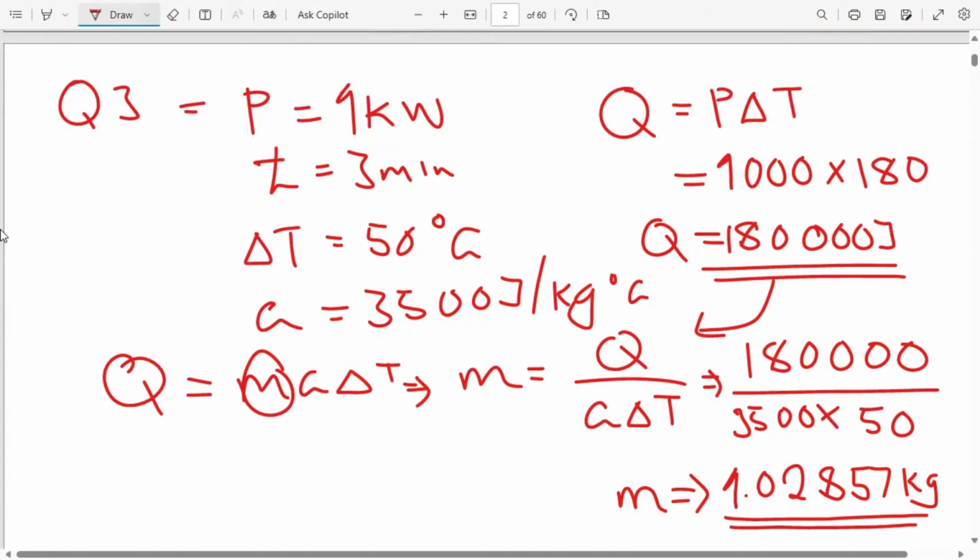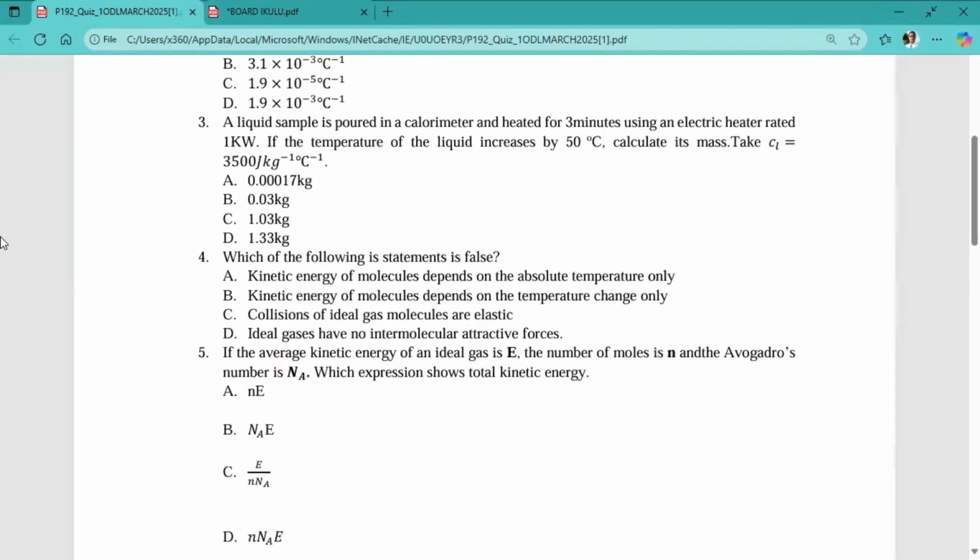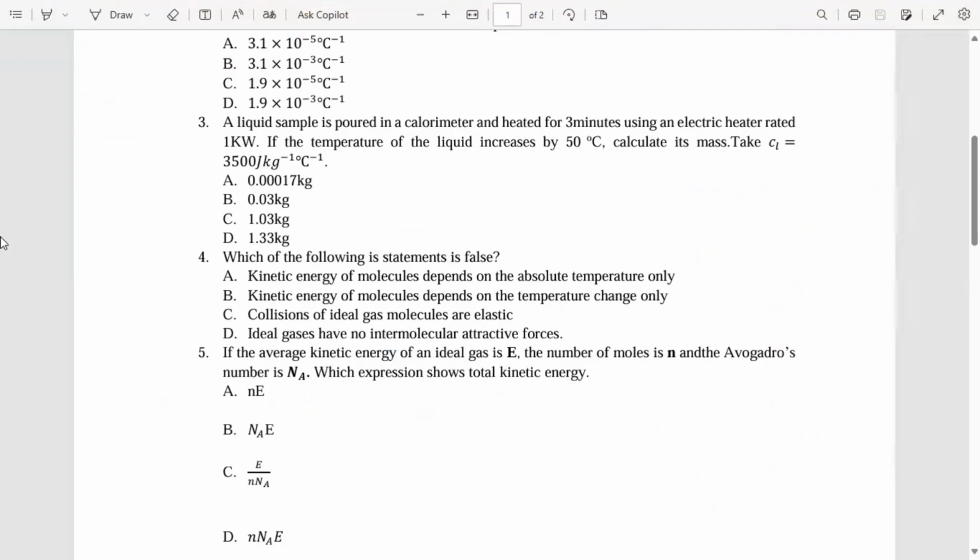1.02857 kilograms. Hence, this is the mass of this sample that we've been given. And this answer is actually option C. So that means for question 3, the correct option is option C.